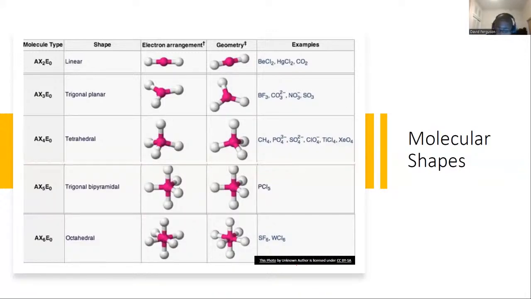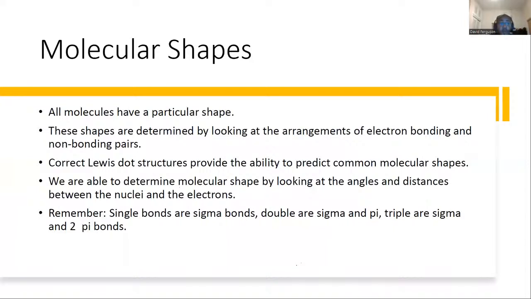Octahedral, for example, sulfur hexafluoride. So all molecules have a particular shape. The shapes are determined by looking at the arrangement of electron bonding and non-bonding pairs. Correct Lewis dot structures provide the ability to predict common molecular shapes. We are able to determine molecular shape by looking at the angles and distances between the nuclei and the electrons.